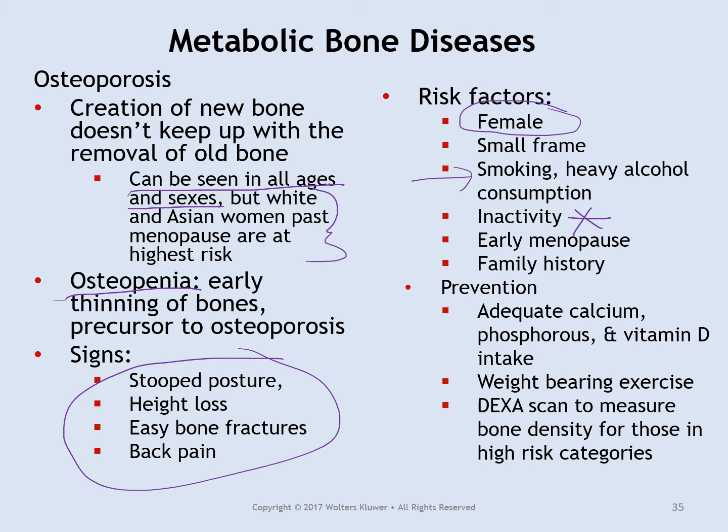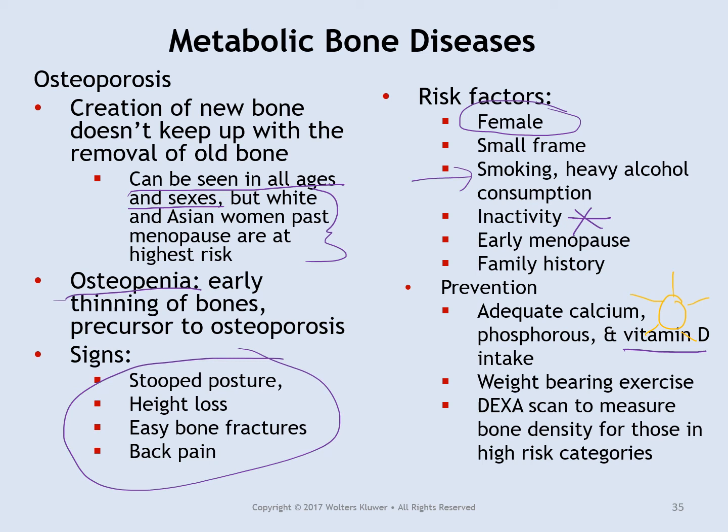Okay, so osteoporosis is in my family. I don't want it. How do I prevent it? You prevent it by making sure that you have plenty of calcium and phosphorus and vitamin D. Remember when we talked about vitamin D when we talked about the skin? Right? Vitamin D is your little sunshine vitamin. You get it by going out to the sun.